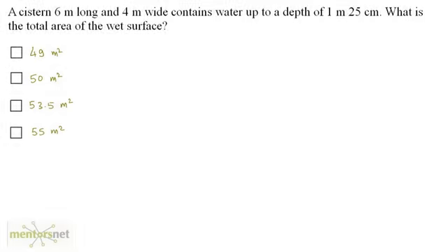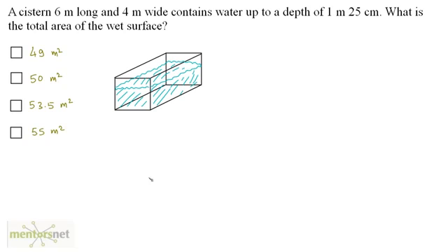A cistern 6 meters long and 4 meters wide contains water up to a depth of 1 meter 25 centimeters. What is the total area of the wet surface? So this is your cistern, which is basically a tank. Now this cistern is 6 meters long and 4 meters wide, and we have been given that the depth of the water contained in this tank is 1 meter 25 centimeters, so that's 1.25 meters. And we have been asked what is the total area of the wet surface.